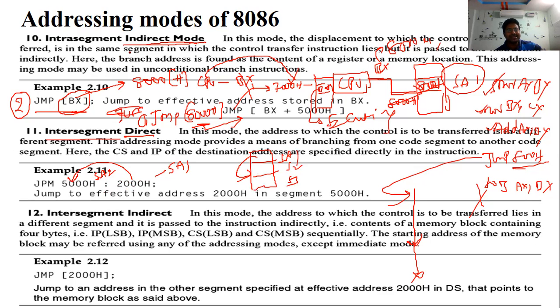But intra segment means the same locations, while inter segment means different segments. So for inter segment indirect, you represent the location indirectly.